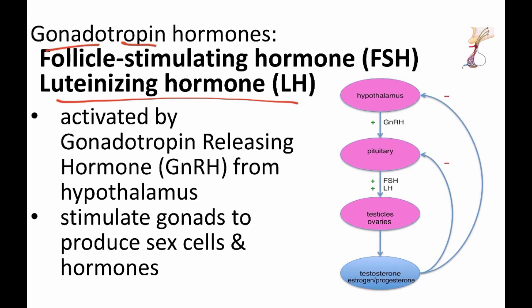Luteinizing hormone acts on the testes and the ovaries as well. It is involved in ovulation in women and in testosterone production in men. Both of these are stimulated in complex ways by gonadotropin releasing hormone, which is coming from the hypothalamus.